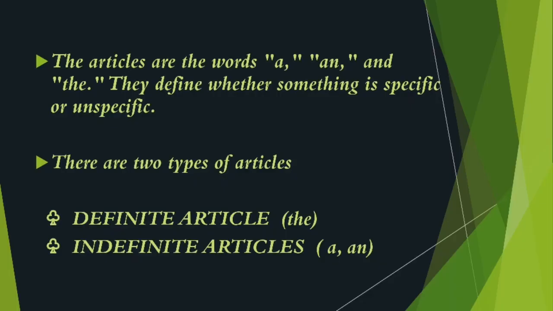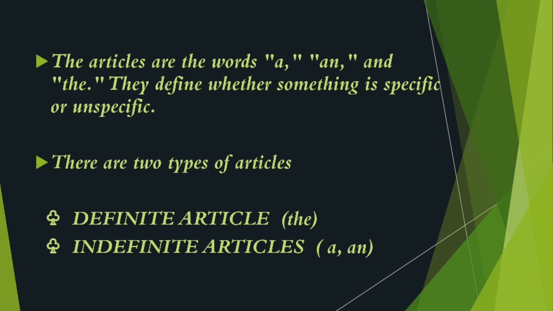The articles are the words a, an, and the. These are the words which are articles: a, an, and the. Okay, they define whether something is specific or unspecific. Specific means particular, and unspecific means general. So there are two types of articles, students. You all should know this. There are two kinds or types of articles, which are definite article and indefinite articles.